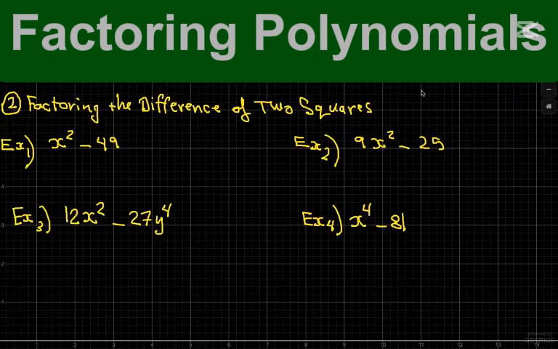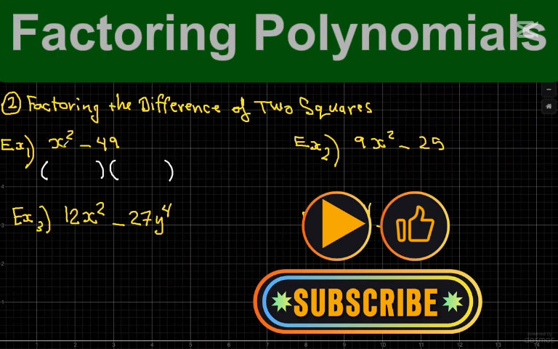So hey, now factoring the difference of two squares. I think, my personal opinion, this is the easiest factoring you'll ever see. Why? Because you just open two sets of brackets. You ask yourself, what's the square root of x squared? It's x. So you put an x here and an x there.